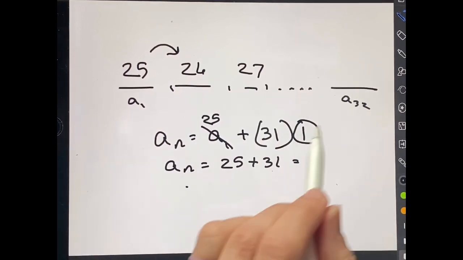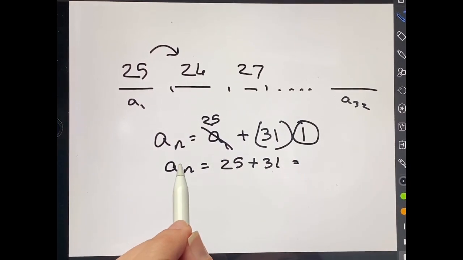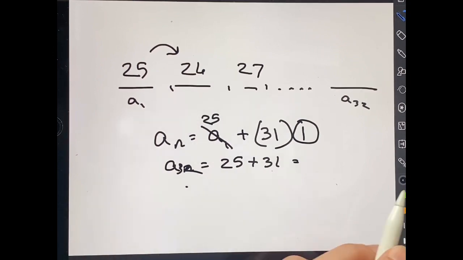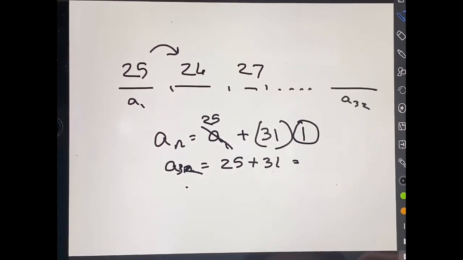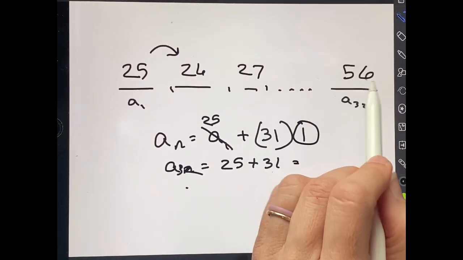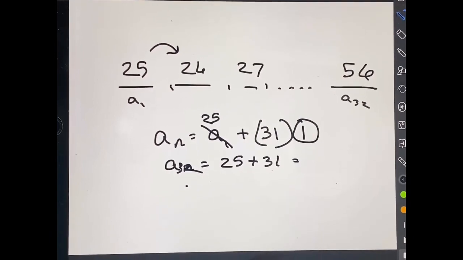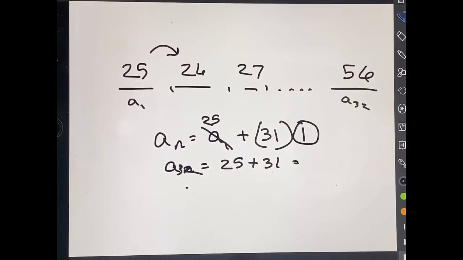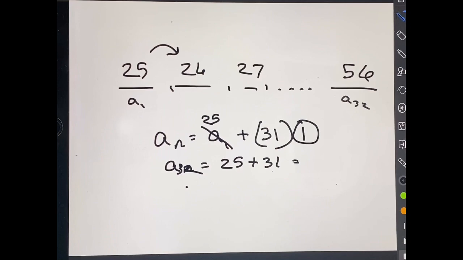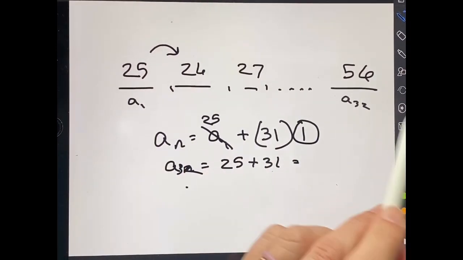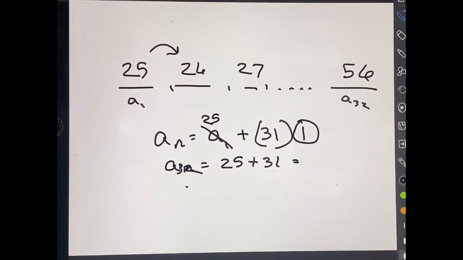So to find our A sub 32 down here, A sub 32, we know that at the very end, we have 56 seats in that last one down there, okay? So it starts at 25 seats. It goes all the way to 56 seats.